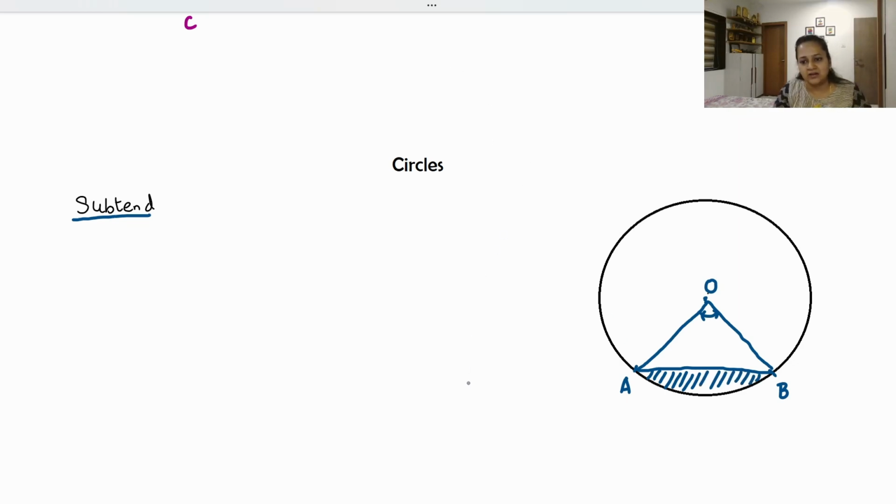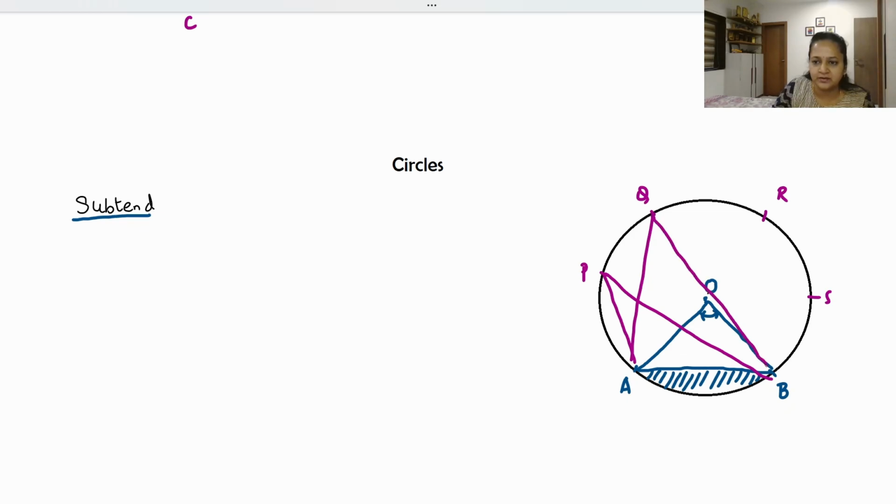Can an arc or a chord or a segment subtend an angle only at the center? We know that it can subtend an angle at any point on the circle. Suppose we are taking different points on the circle. So this arc AB can subtend angle P at point P on the circle, at point Q on the circle, at R on the circle, or for that matter, any point on the circle. Is it clear? So we understand what is subtend, right?